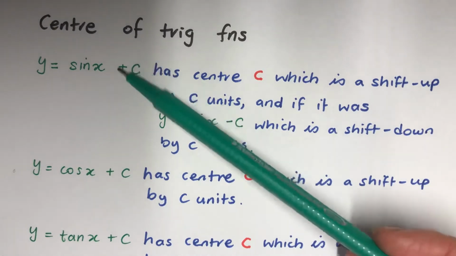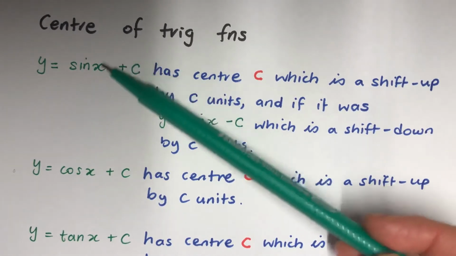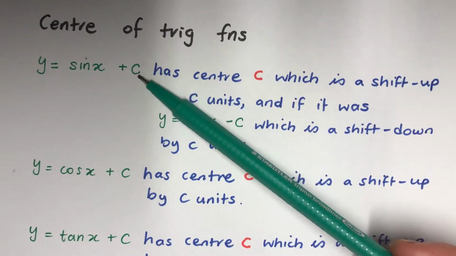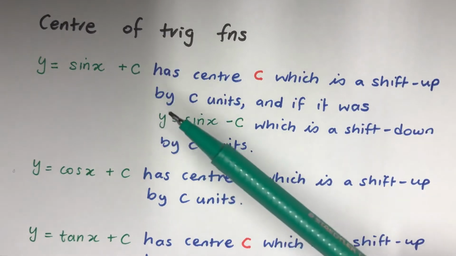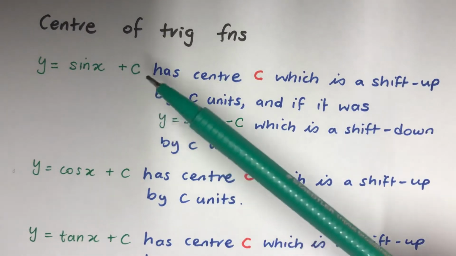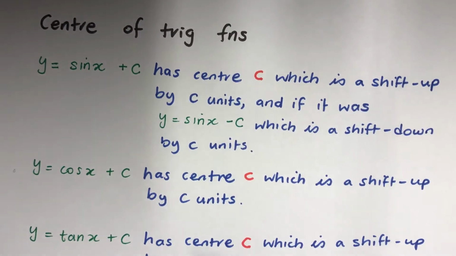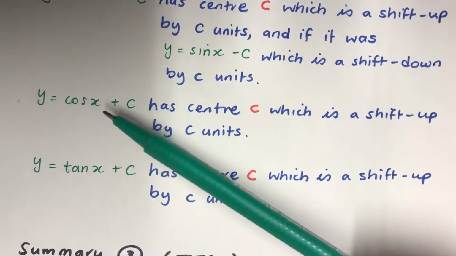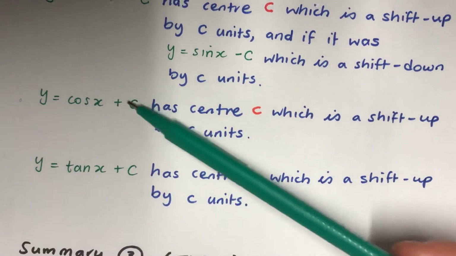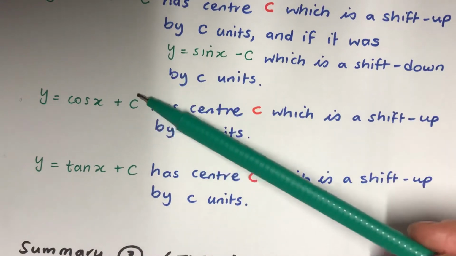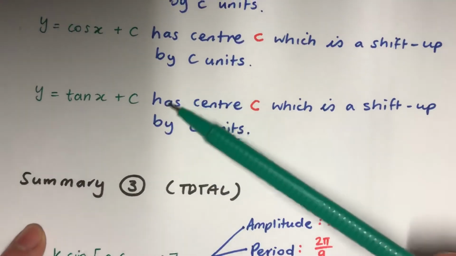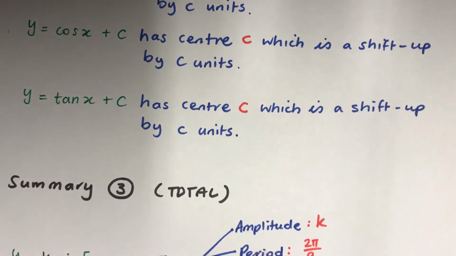Okay, so it's sort of like a parabola, if you like. You know, when it's the y-intercept, it'll go up or down. So same thing, similar. So y equals cos x plus c. If it's positive, it goes up. If it's negative, it goes down. Same with tan x plus c.